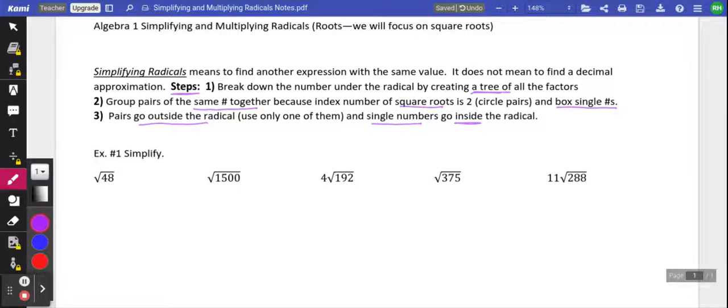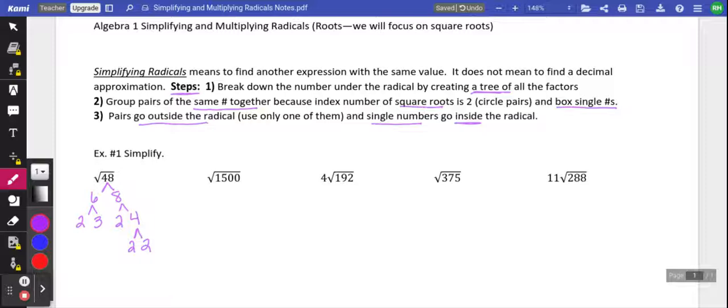Starting with 48. We're going to break down 48 with our factor tree. So any two factors of 48 will work. I just usually pick the ones that come into my head first. So 6 times 8. 6 breaks down into 2 times 3. And those are done because they're both prime. 8 breaks down into 2 times 4. And 4 breaks into 2 and 2. Okay? Once you get all prime numbers, meaning numbers that only have factors that are 1 and themselves, then you're done.